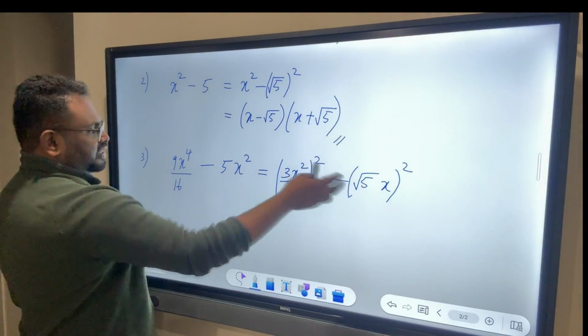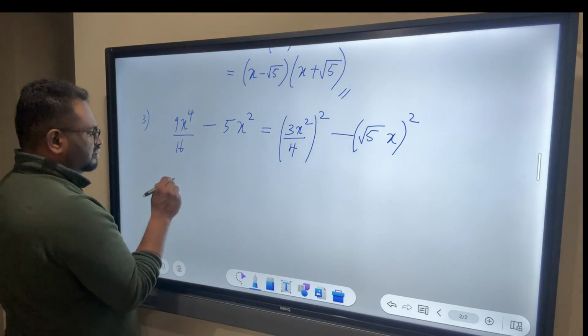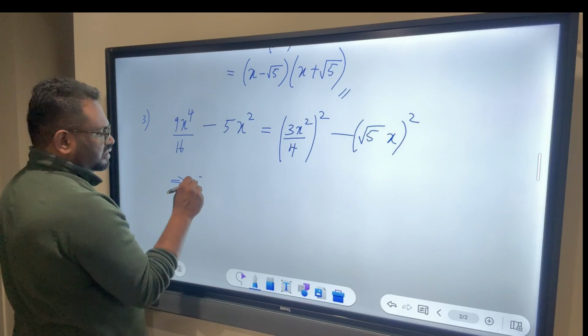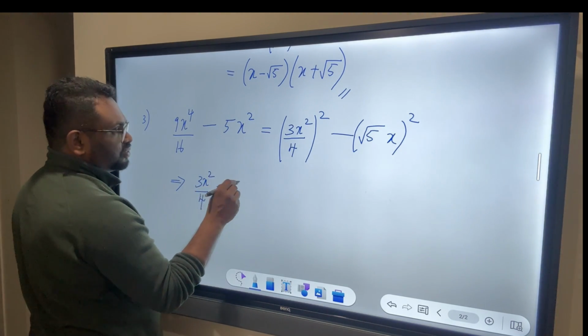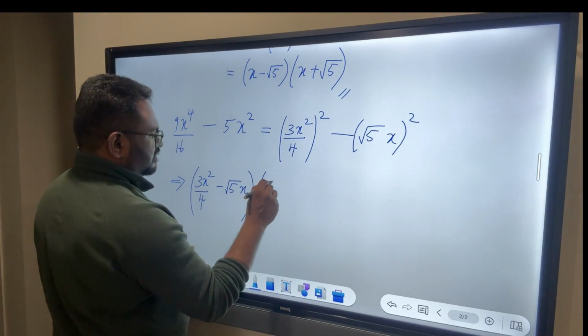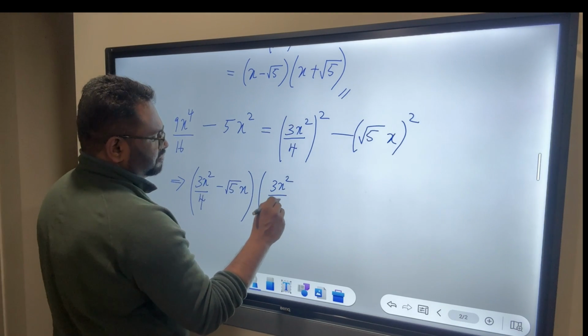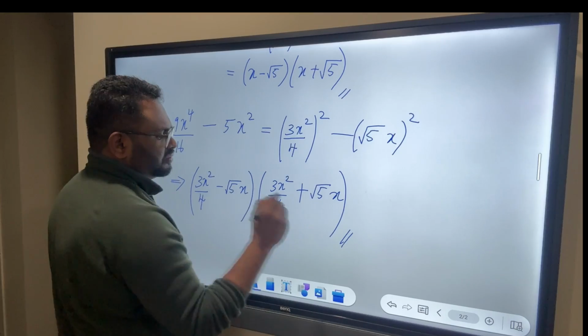If you expand it, you get this one. Now this one is set, so it's just a matter of writing. It's going to be (3x squared divided by 4 minus square root 5 x), that is my first term, multiplied with (3x squared divided by 4 plus square root 5 x). So this is going to be the answer.